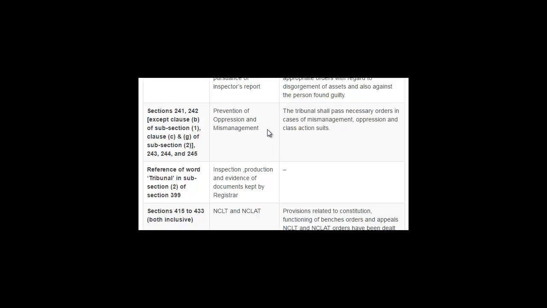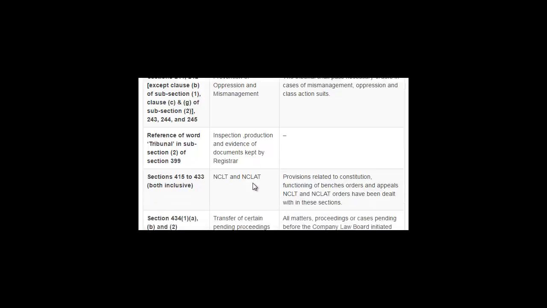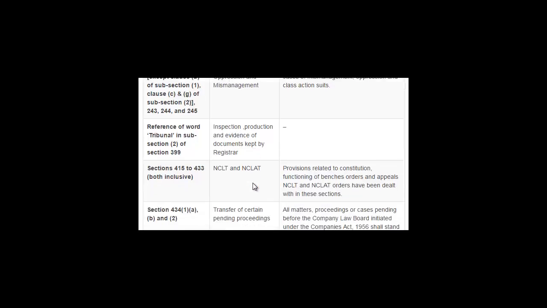Now specific class action suits may be filed, or orders may be passed, through sections 241, 242, 243, 244 and 245. These sections are really important for the whole scenario of oppression and mismanagement, and must be carried out or considered relevantly. For the same, the reference of the word tribunal in subsection 2 of section 399, inspection, production, evidence of documents, we will talk about later.